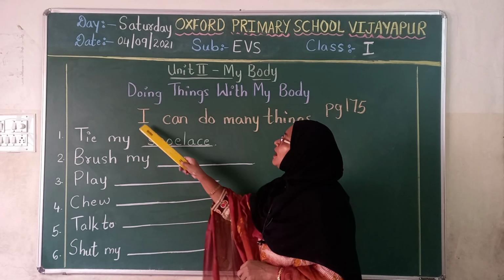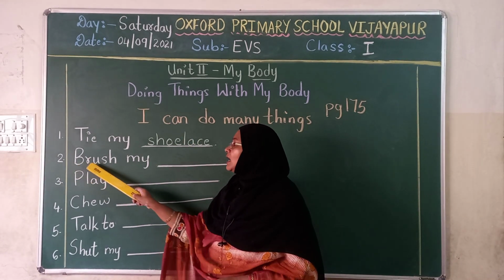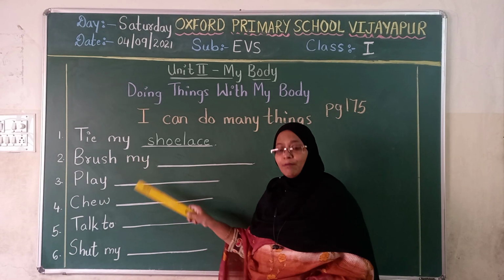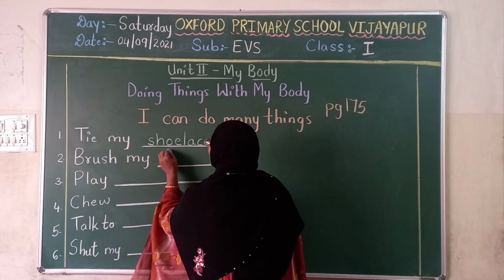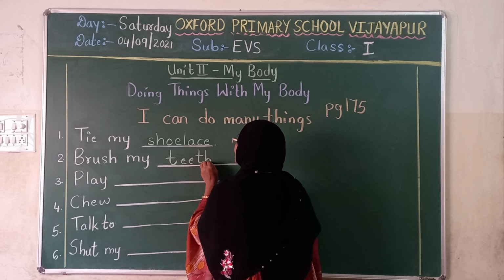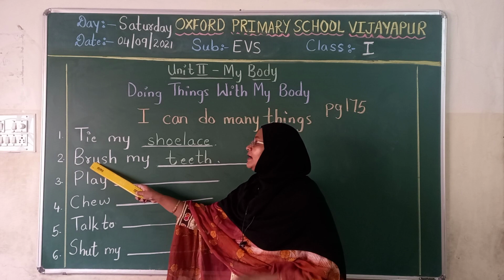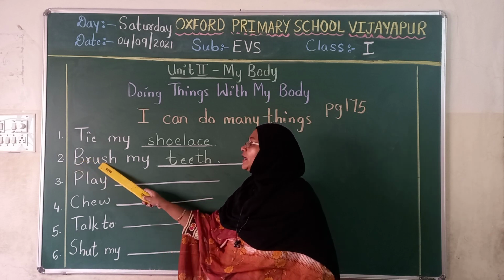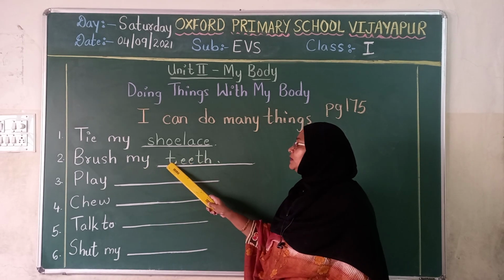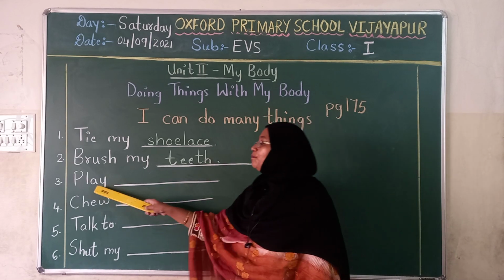Come to the second one. I can brush. What is the spelling of brush? B-R-U-S-H, brush, my, M-Y, my. I can brush my teeth, T-E-E-T-H, teeth. After this, you can put full stop. I can brush, B-R-U-S-H, brush, my, M-Y, my, teeth, T-E-E-T-H, teeth.